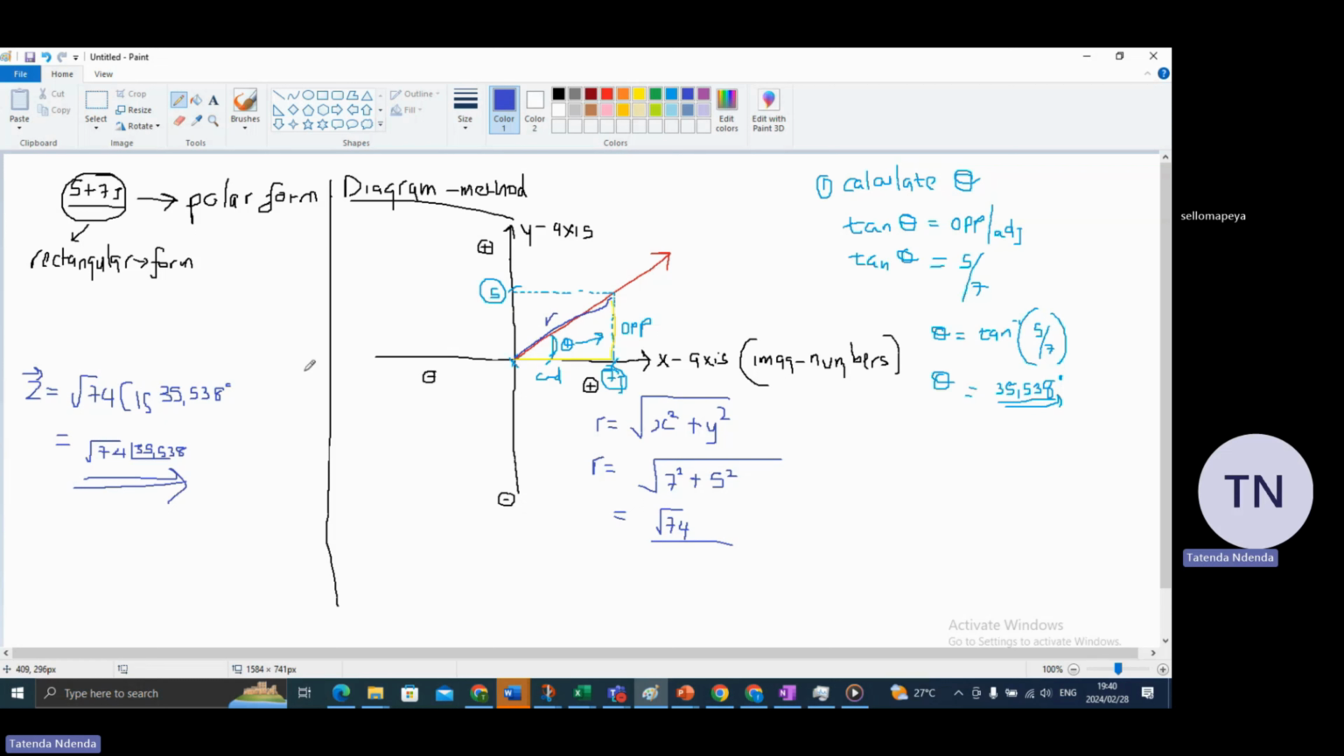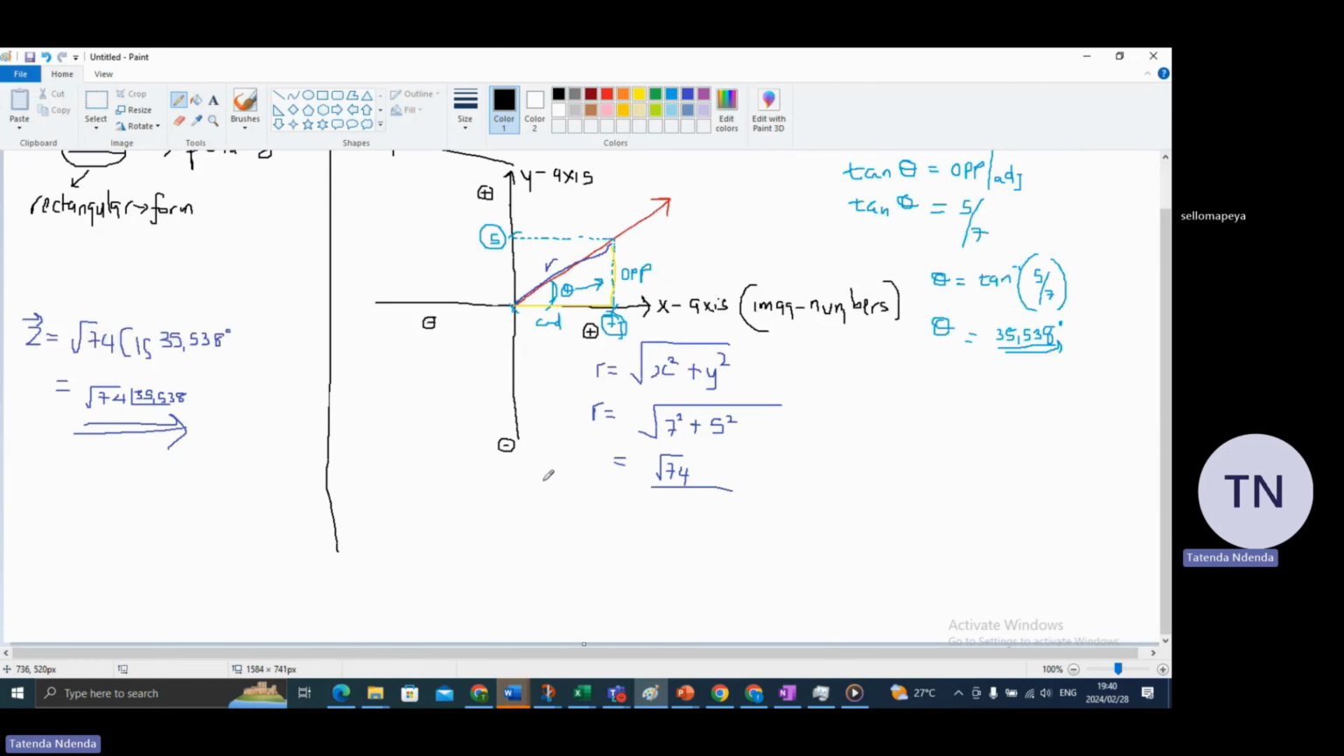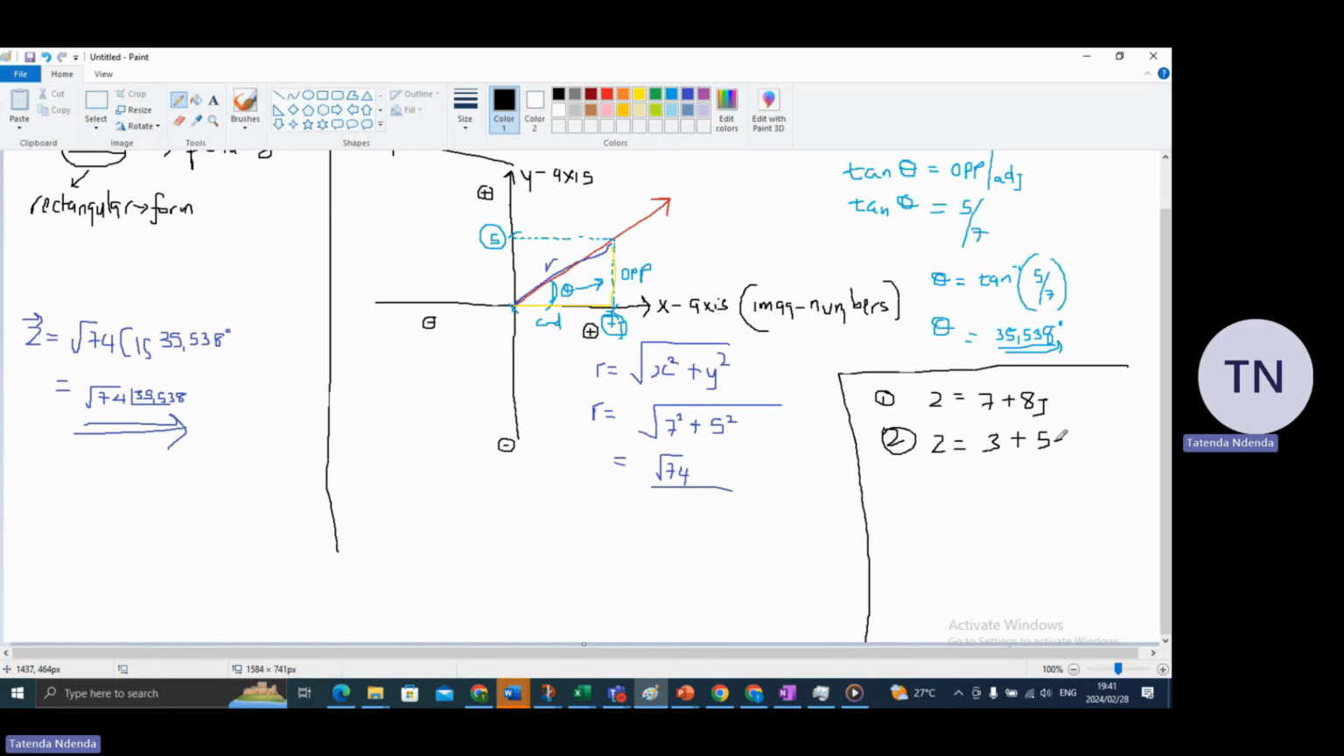When you're at home or wherever you are trying these things, please try to do the following questions. I know it might be a bit tough, but don't be afraid to reach out to me if you have problems. Number 1, do Z is equals to 7 plus 8J. Number 2, do Z is equals to 3 plus 5J. Here I want you to change these from rectangular form to polar form.